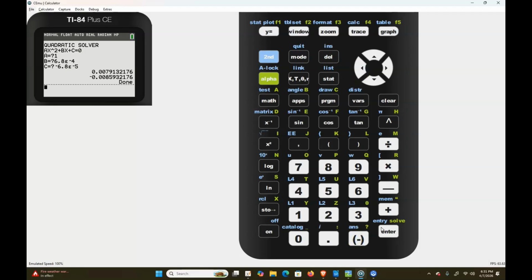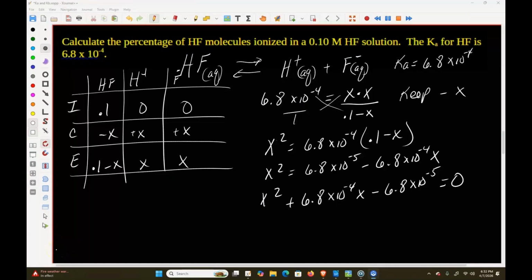All right, so I get two answers. I can't have a negative answer here, so the answer must be 0.00791. So x is equal to 0.0079. Or I can say 7.9 times 10 to the negative 3rd.